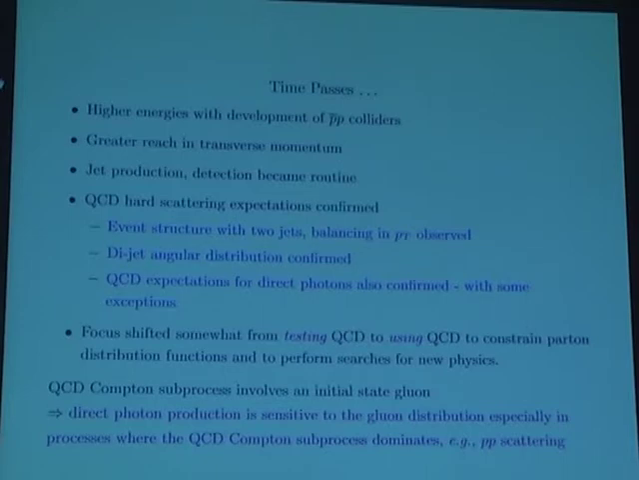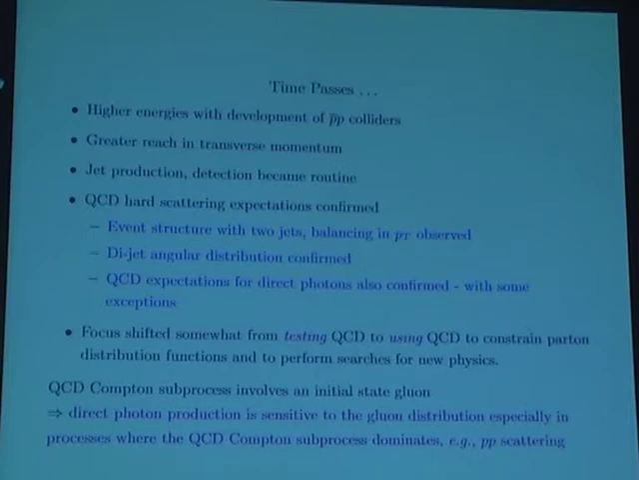But as we went on through the 80s and into the 90s, there was certainly a greater reach in transverse momentum. The P-bar-P colliders came along. Jet production and detection became relatively routine, modulo the comments you've heard about jet definitions and agreements on them. The QCD hard scattering expectations were completely confirmed.